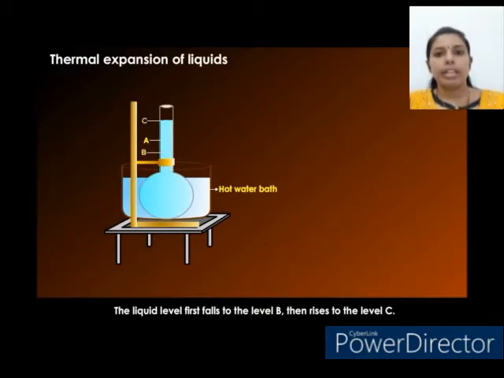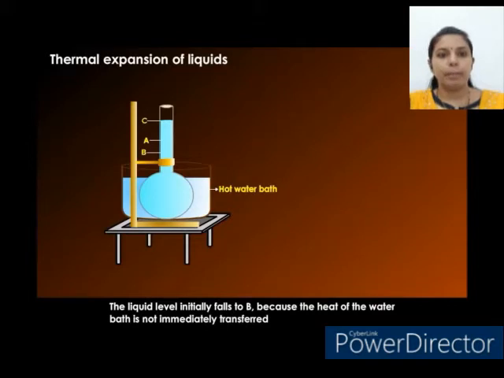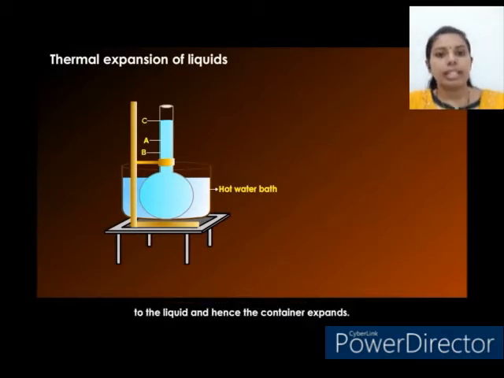The liquid level initially falls to B because the heat of the water bath is immediately transferred to the container, and hence the container expands. The level then rises to C as the liquid expands on receiving heat.